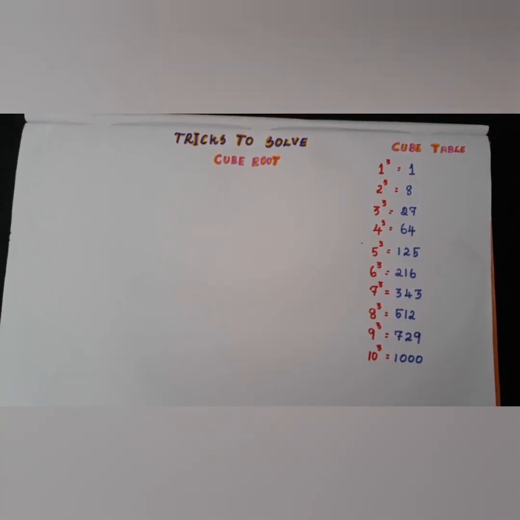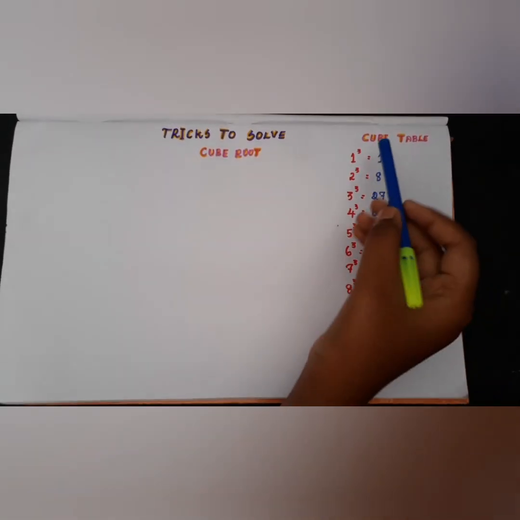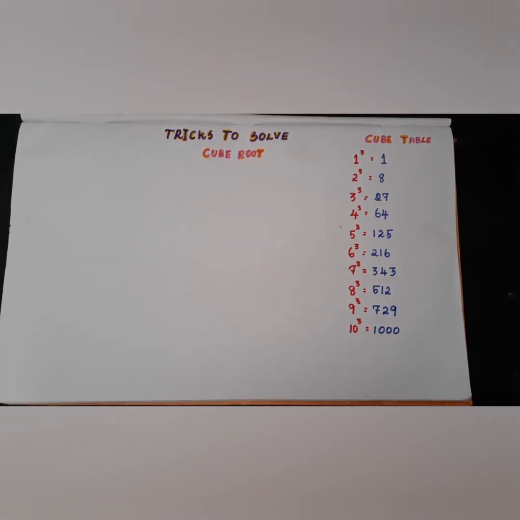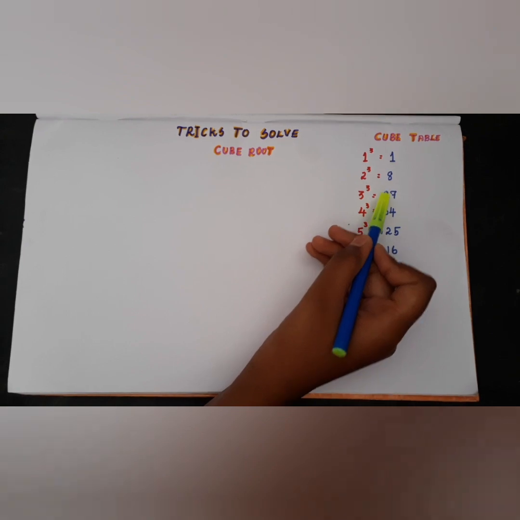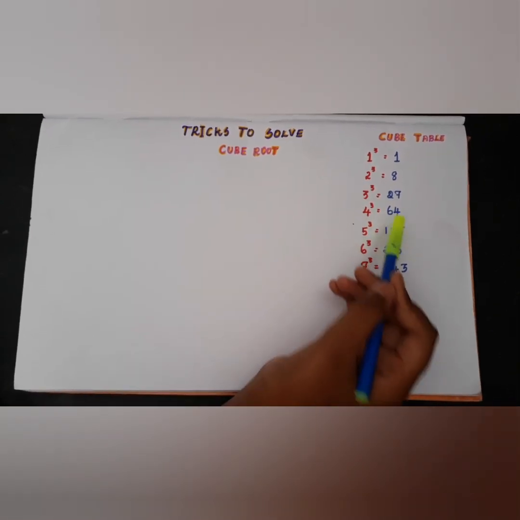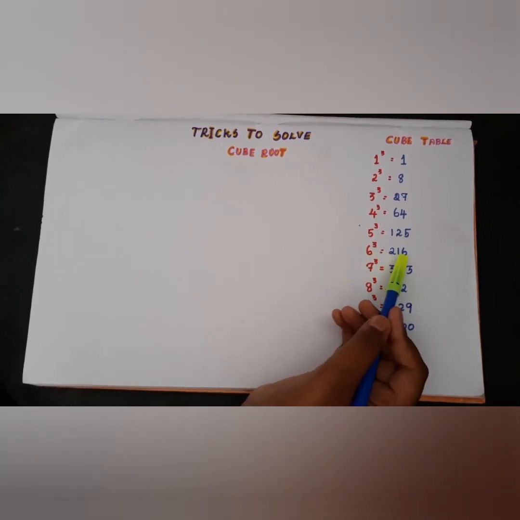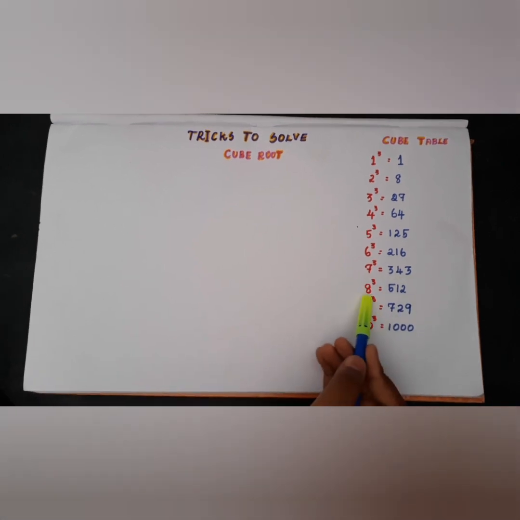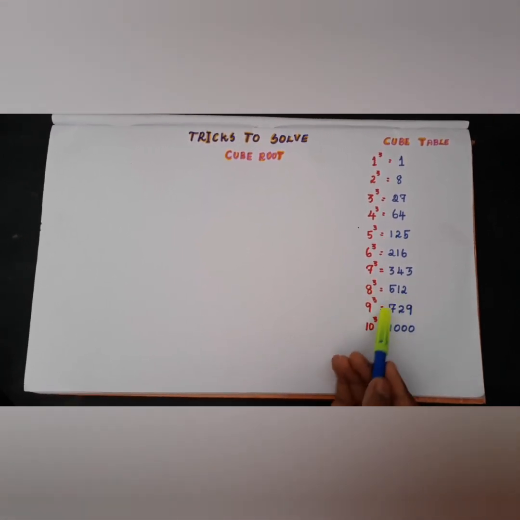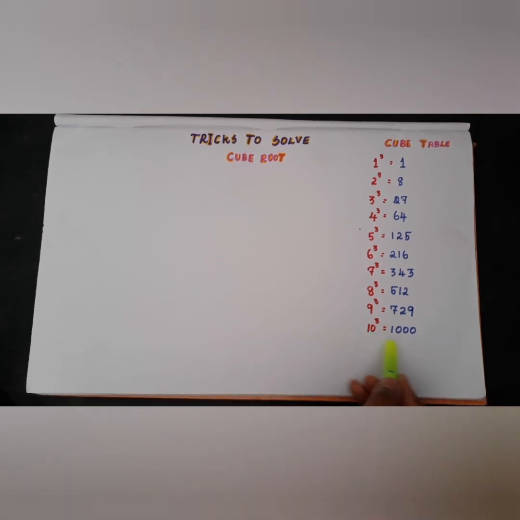Solve cube root. First we are going to see the cube table. Cube table: 1 cube is 1, 2 cube is 8, 3 cube is 27, 4 cube is 64, 5 cube is 125, 6 cube is 216, 7 cube is 343, 8 cube is 512, 9 cube is 729, 10 cube is 1000.